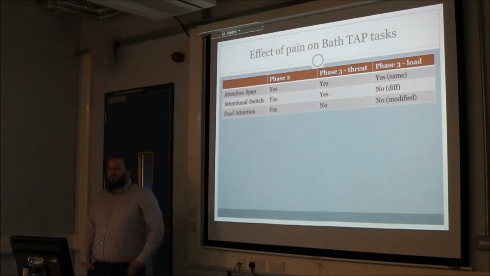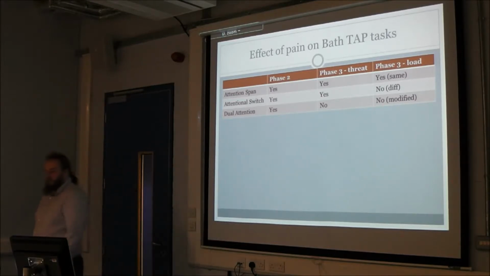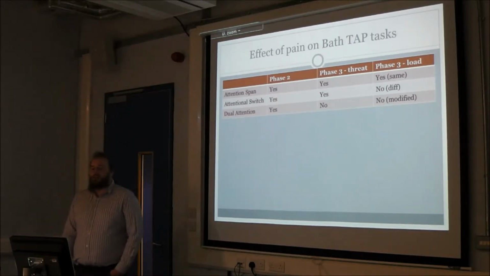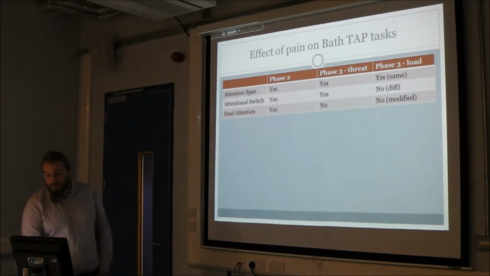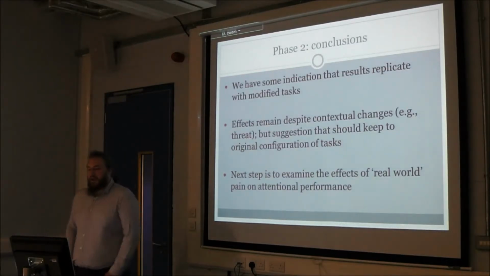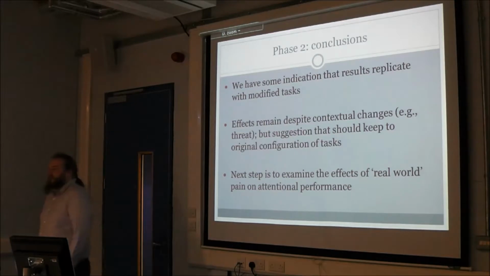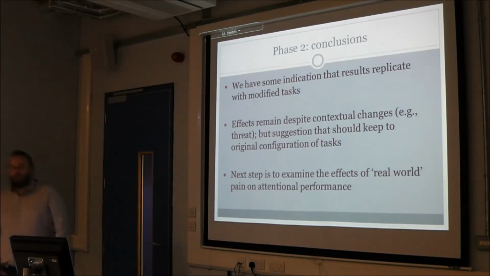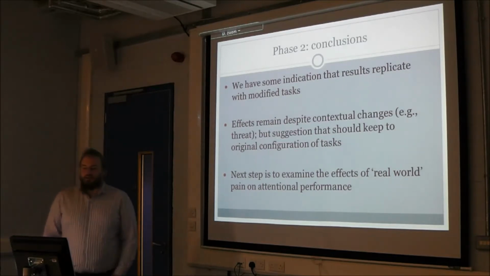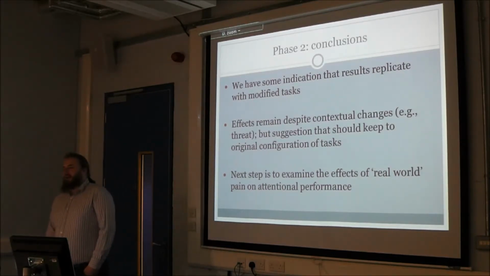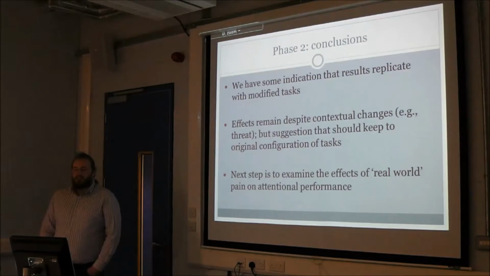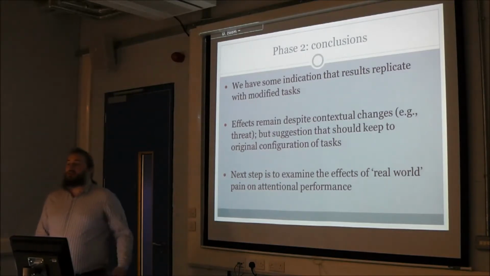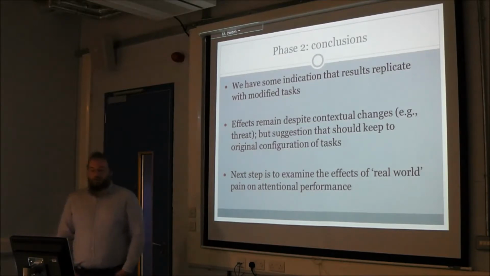So we get the effect here in the attention span task. So we're starting to get to a point where, well, certainly I was losing faith completely in the dual task at this stage, but the others do seem to be, there might be something reliable here, certainly with the attention span. So at the end of this particular phase where we're trying to see what the effects are by manipulating the tasks, we get some indication that our results may replicate. The effect seems to remain despite changing the context, changing how we present the tasks, particularly giving them within a battery rather than on their own.